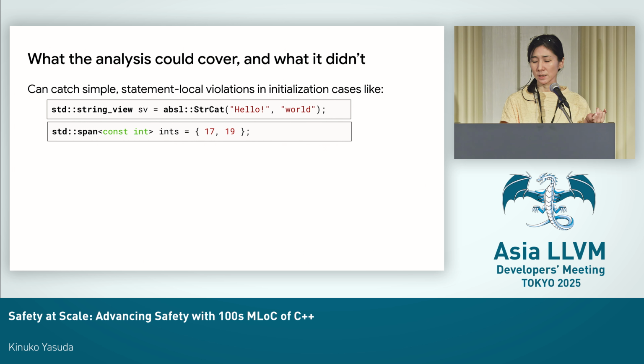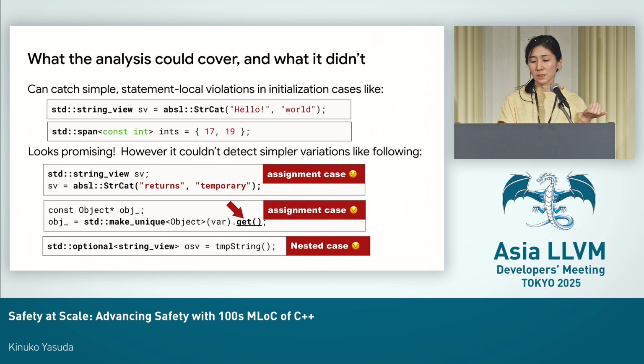These view types are constructed with temporary data, which is destroyed at the end of the statement, leaving dangling references. However, the analysis was implemented only for initialization and top-level pointer-like cases. And simple variations like assignments, a really slight difference, or nested cases, like when a view type is wrapped in a std::optional, cannot be caught in Clang. And we actually found that these happen really a lot in our code base.